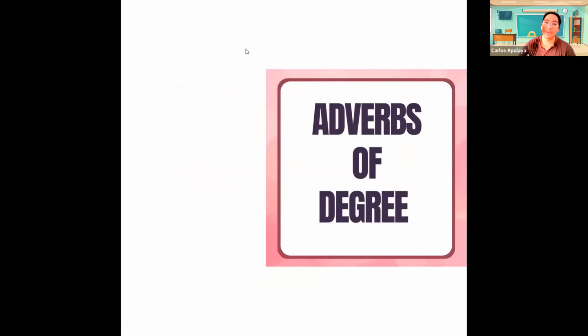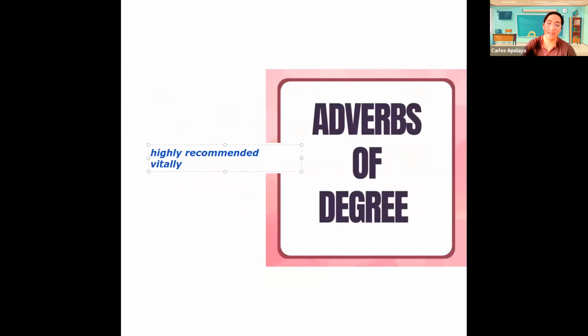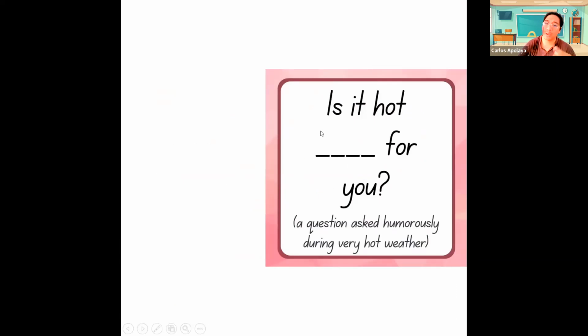Next, we have adverbs of degree. For example, remember that we have highly. Highly recommended. Highly important. So you need to memorize them. There isn't another way. You need to memorize because they are pretty well known. So we have, for example, then we will learn more. Is it hot? A question asked humorously during very hot weather.